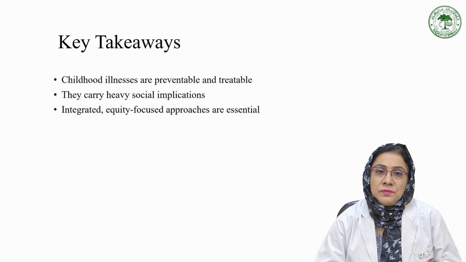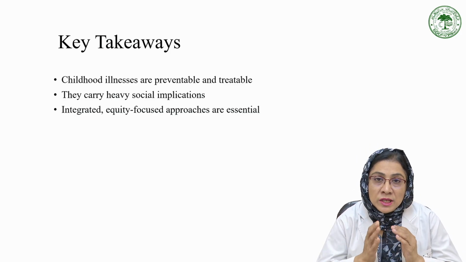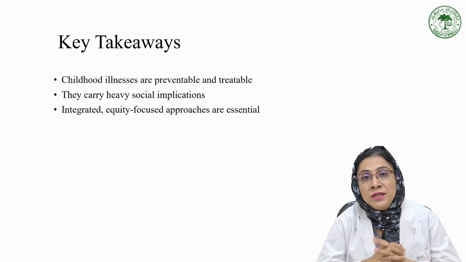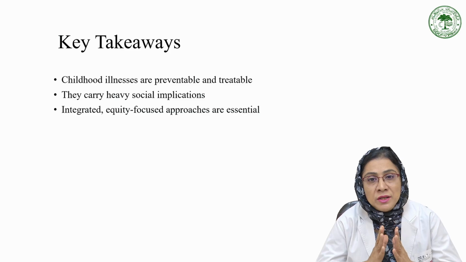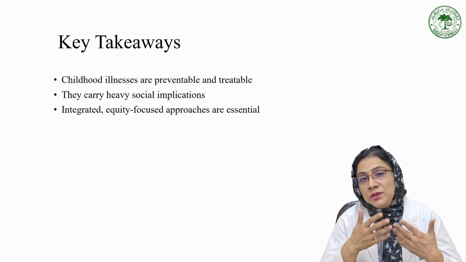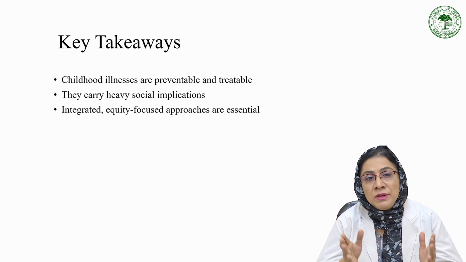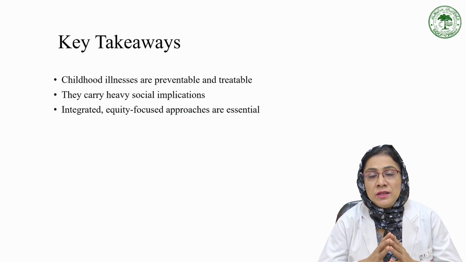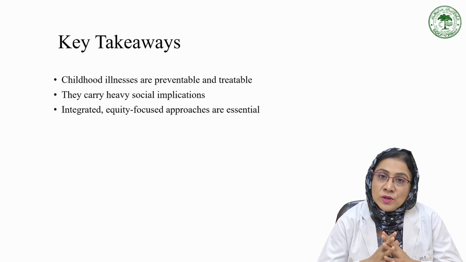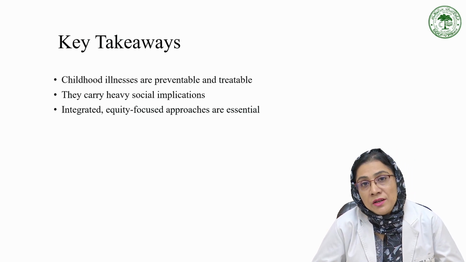To summarize, childhood illnesses such as diarrhea, pneumonia, and malnutrition remain leading causes of morbidity and mortality in children. Yet they are largely preventable and treatable with existing knowledge and resources. Their social implications, from education disruption to poverty and stigma, amplify their impact. Effective responses must be integrated, community based, and equity focused, ensuring that every child has a chance to survive and thrive.